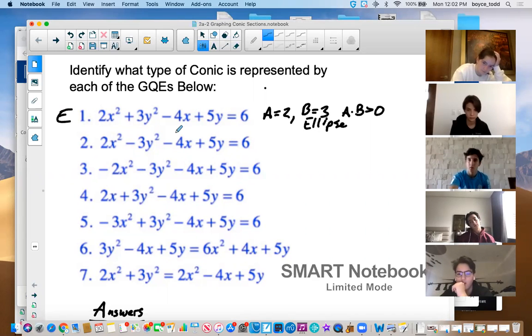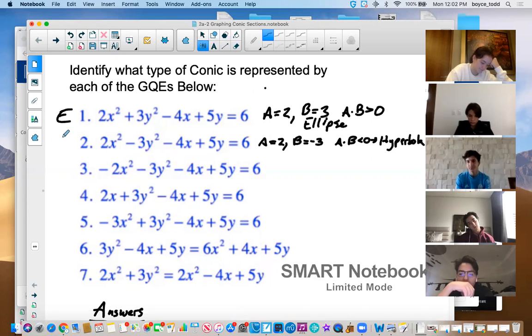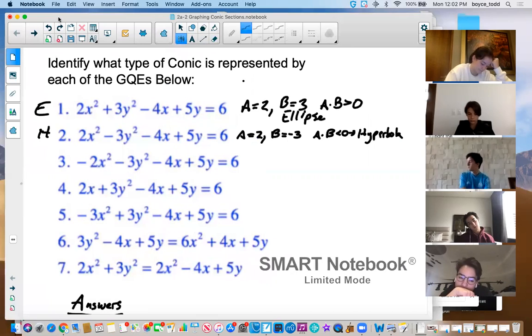Then the next one: A is equal to 2 and B is equal to -3. You see how you don't even have to worry about the rest of this. These are all very similar, but once you figure out that A times B is less than 0, you know that's a hyperbola. All right, so there's my answer there, and we'll keep working through them.